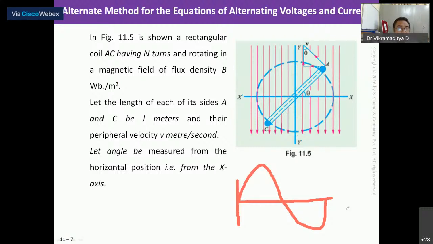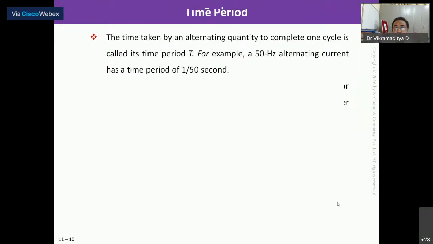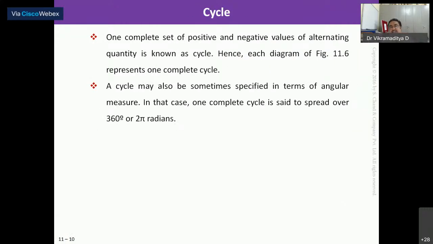You can have a triangular waveform, a square waveform, a sawtooth waveform, but in most cases we will be dealing with the sinusoidal waveform. I think it is clear. So now we define certain terms. The first is the cycle. Now what is a cycle?